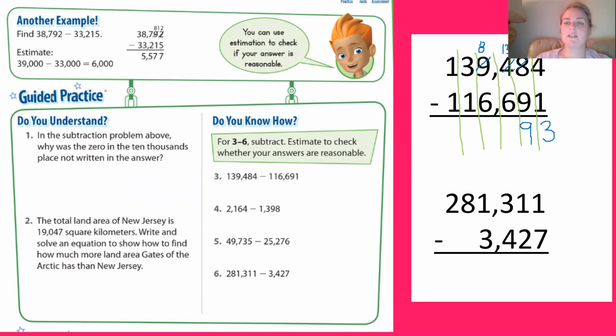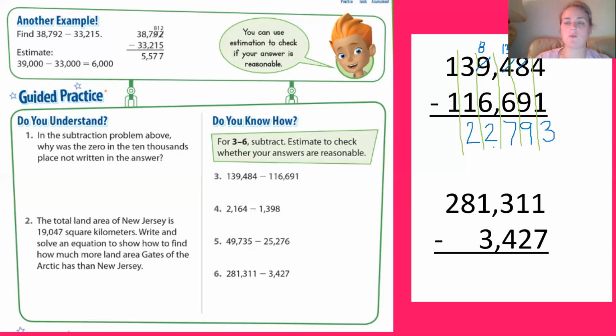So 13 take away 6. So I'm going to count it from 6. 6, 7, 8, 9, 10, 11, 12, 13 is 7. Then I'm going to go next door. 8 take away 6 is 2. 3 take away 1 is 2. And 1 take away 1 is 0.